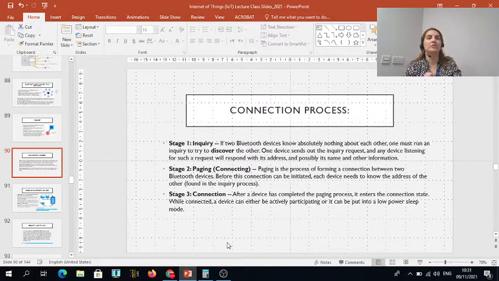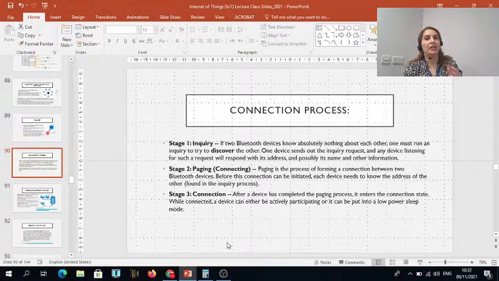So many times when we have our device, when we are using our phone or computer or any other device, we have this option of scanning. That means that you're checking what Bluetooth device is available to be connected to you. And another thing that you do is you make yourself discoverable, or you make yourself available to be connected.